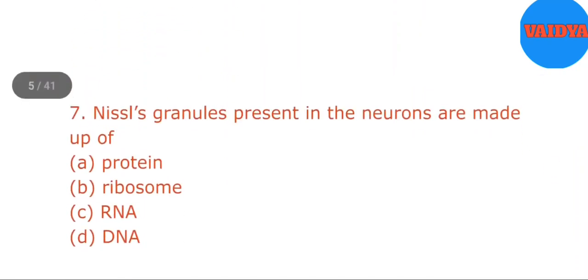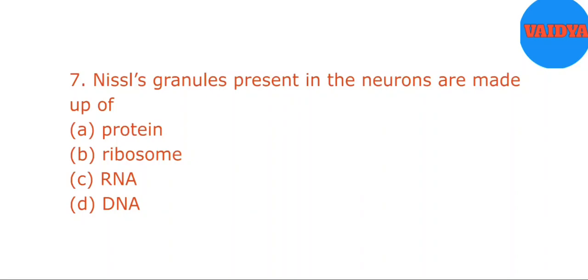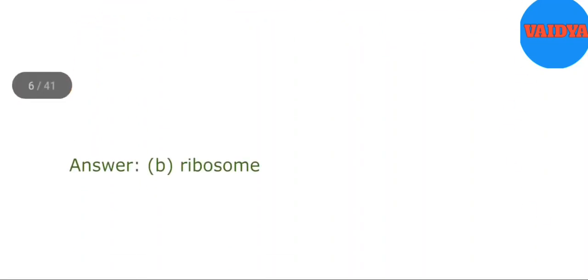7. Nissl's granules present in the neurons are made up of A. Protein. B. Ribosome. C. RNA. D. DNA. Answer B. Ribosome.